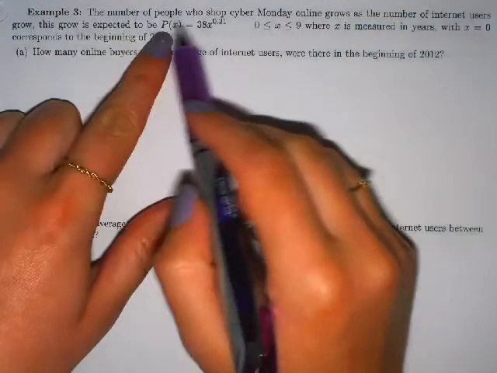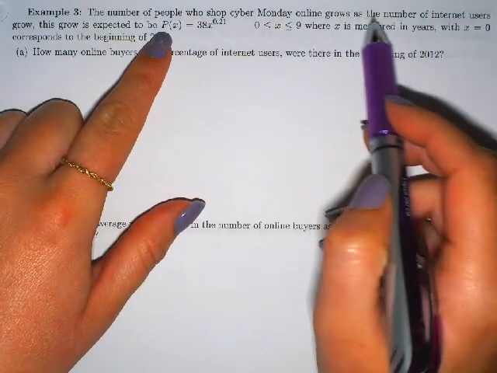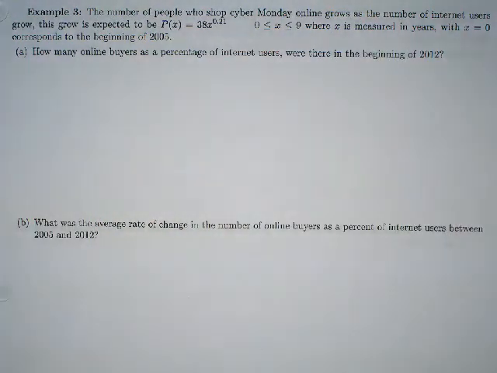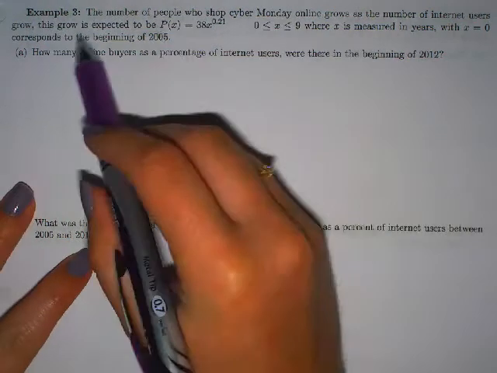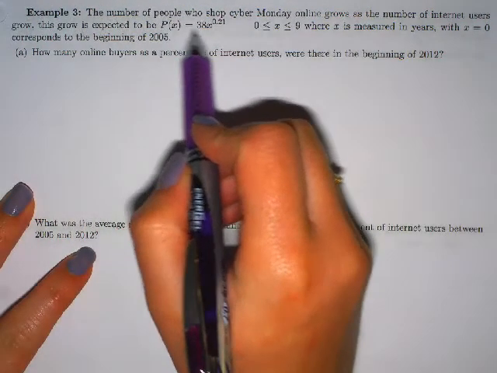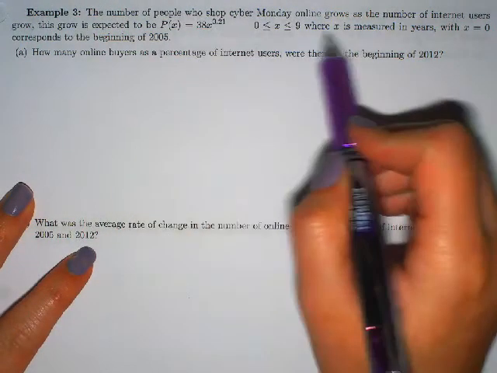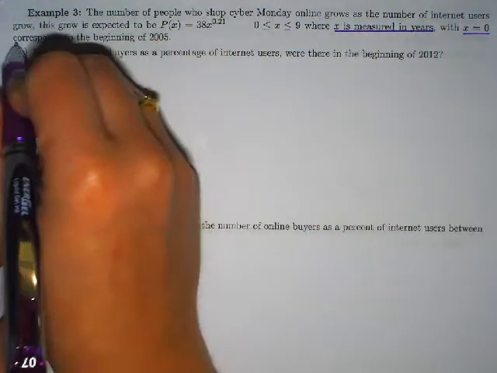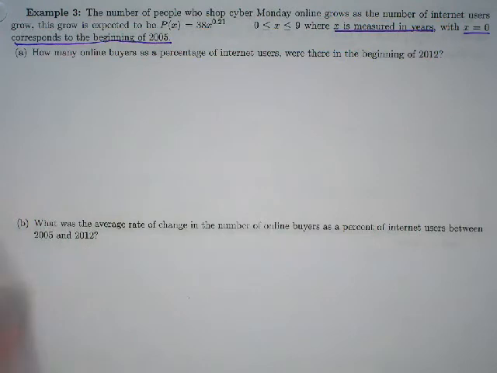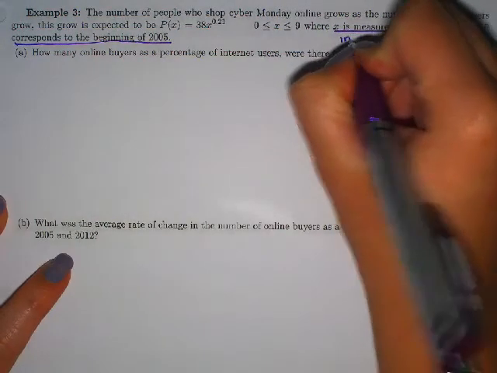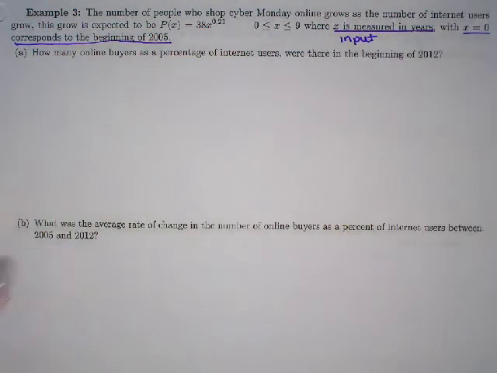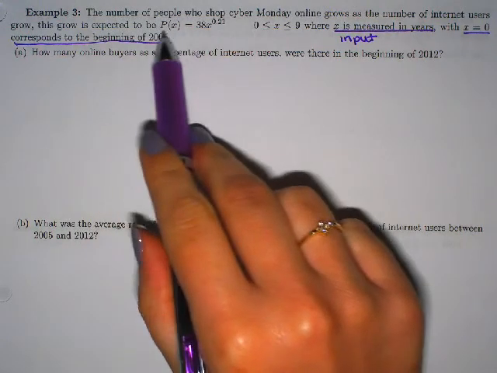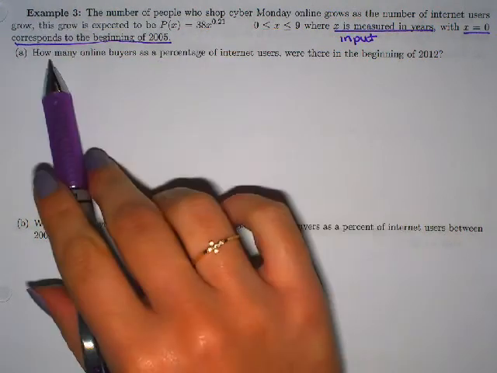So we have the number of people who shop Cyber Monday online grows as the number of internet users grows. So the more people that use the internet, the more people that are shopping online. So this is modeled by this P of X, where x is measured in years, with x equals 0 corresponding to the beginning of 2005. So I know my input, my x, is measured in years, and I don't see where it says what p is measuring. Is it measuring the number of people? I'm not sure until I read this first part.